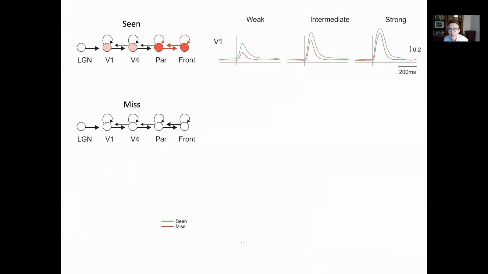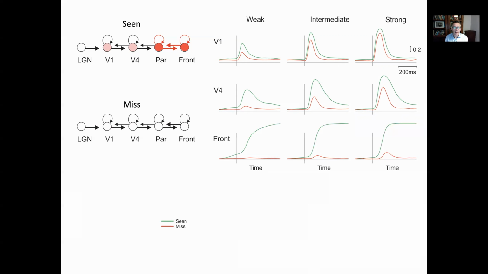Now, if you do the simulations and look at the activity levels in primary visual cortex, you see that on the hit trials there's more activity than on the miss trials, and that's due to the stochasticity of the propagation from the LGN to V1. If that propagation is already weak, then there's a decreased probability that this ignition will occur downstream. You also, of course, see that for stronger stimuli, you get stronger responses. You get the same effect in area V4.